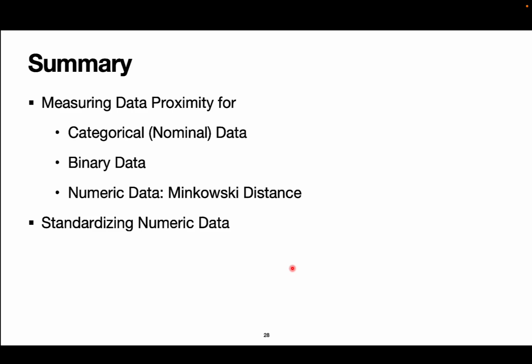In summary, we discussed similarity and dissimilarity measures for categorical, binary, and numeric data, and talked a little bit about standardizing numeric data.